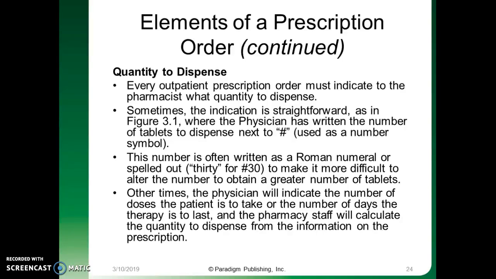Quantity to dispense. Every outpatient prescription order must indicate to the pharmacist what quantity to dispense. Sometimes it's not straightforward. The physician will write either the number of tablets, handwritten is preferred, or with the symbol and the numeric value. Sometimes it's written in Roman numerals like we've reviewed before, or it's spelled out. Other times it's indicated by the number of doses the patient is to take for a number of days. Therefore, if it's written in that way, then the pharmacy staff, either the pharmacist or the pharmacy technician, has to calculate what the quantity is to dispense.